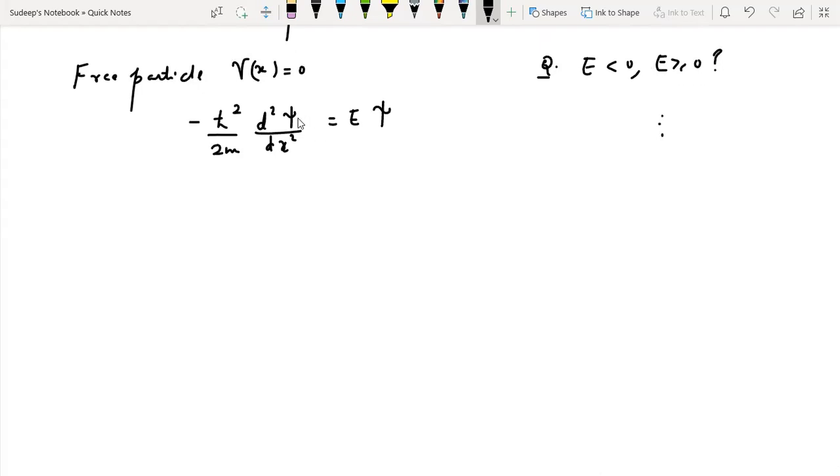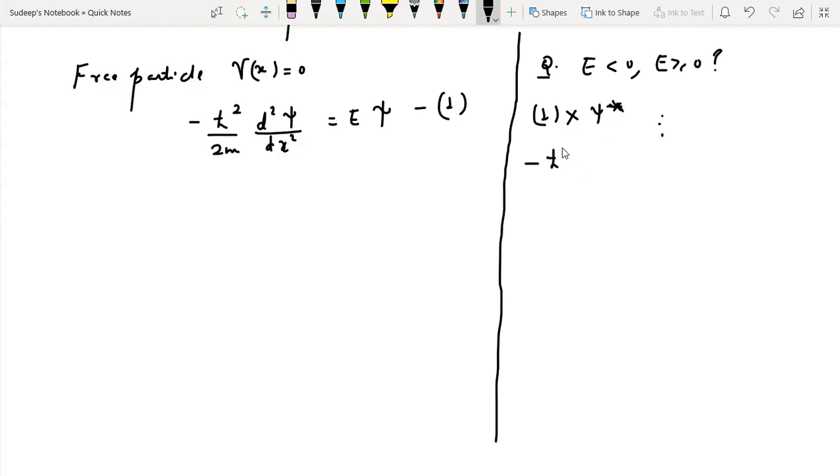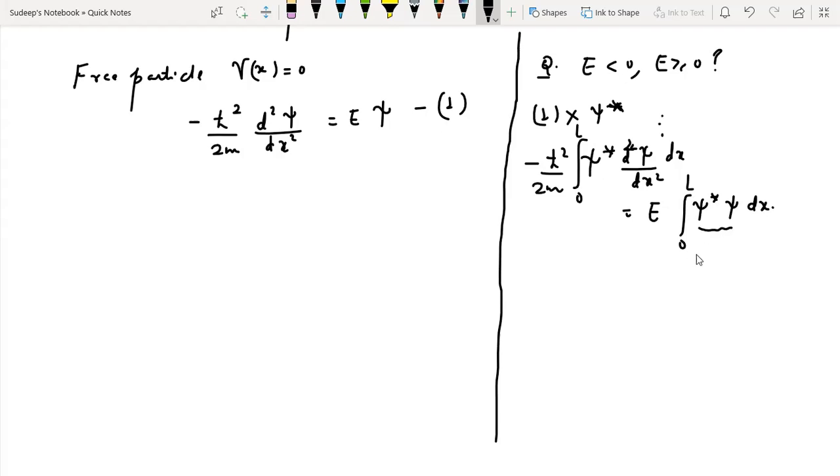So for this, let us try to resolve this query first, and then we'll move ahead. Let us first resolve the query whether E is less than 0 or E is greater than or equal to 0. So what I'll do is simply multiply this equation, let me call it equation number 1, by psi star and integrate from 0 to L. I hope once I do this, you will be able to understand why I am doing this. So the integral from 0 to L of psi star d squared psi upon dx squared must be equal to E times the integral from 0 to L of psi star psi dx. Really, the integral of psi star psi dx from 0 to L should be equal to 1.